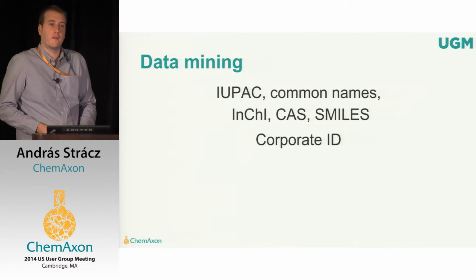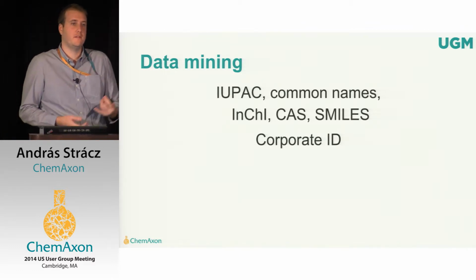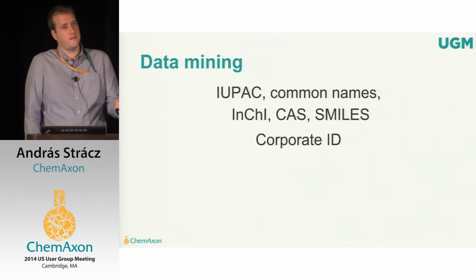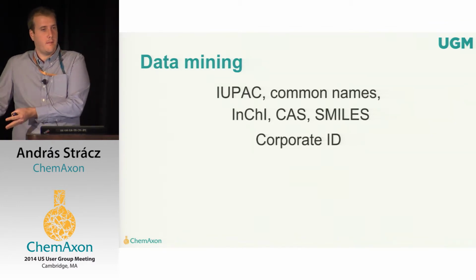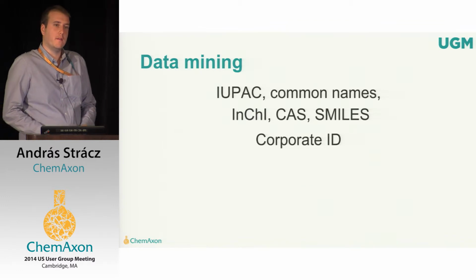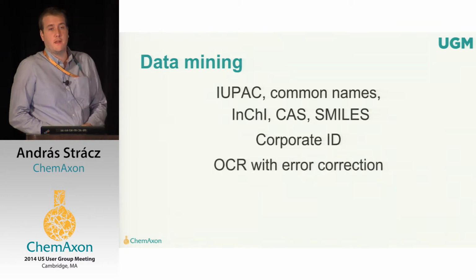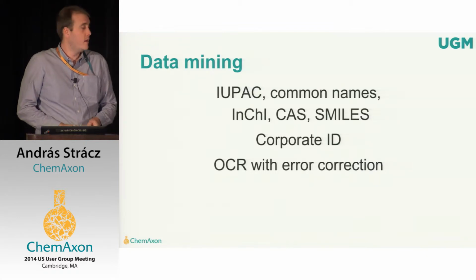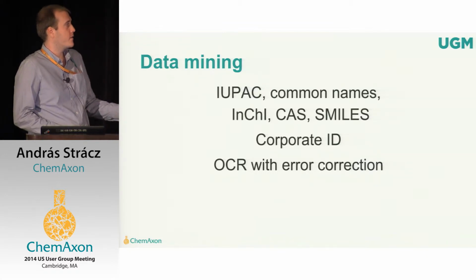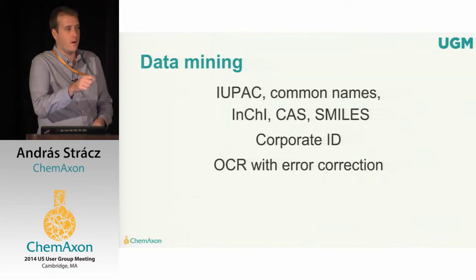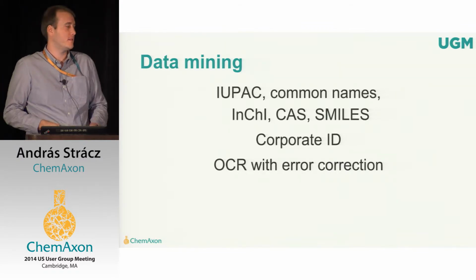We can also support your corporate IDs. So if you have a web service, a database, or a flat file that says CXN0001 is this SMILES, then we can work with that. We can find it in any document. We can also work with scanned documents. We have OCR with a very optimized error correction algorithm specifically for chemical names, so ones and L's and I's are not the same thing.